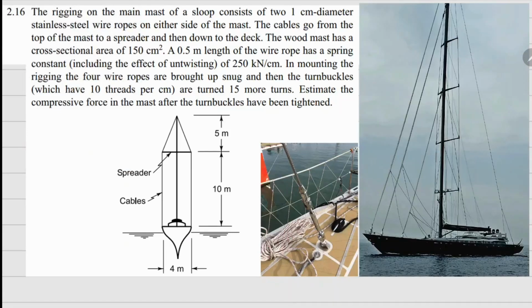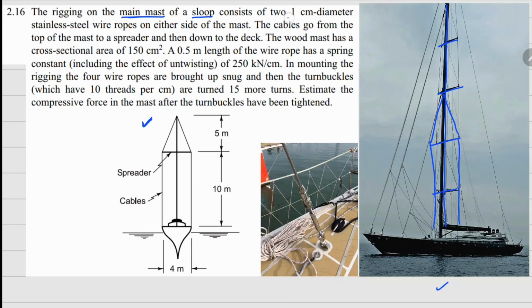And this one is 2.16. Here we have a sloop, which is nothing but a small ship, which I have shown you right here, with a single mast. And what is the mast? This support structure that you see here, this is the mast. And on this mast you can see in this figure that there are these cables that are going down in this manner, and this figure is drawn for you here.